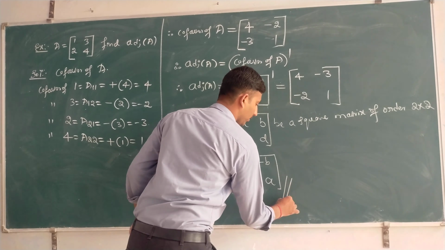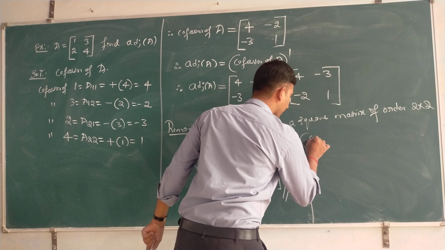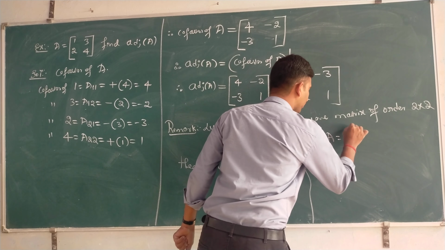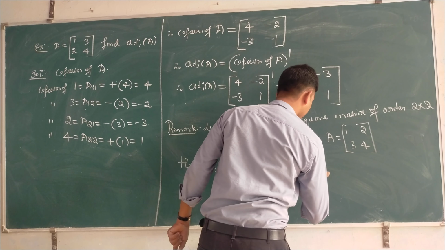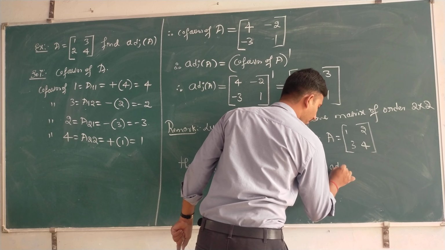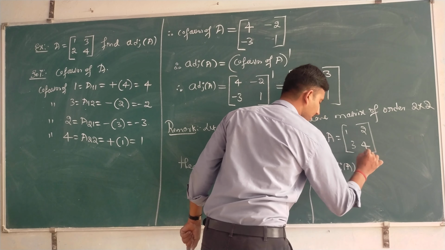This is the example. A is equal to 1, 2, 3, 4. Then adj of capital A is equal to: replace the diagonal elements, 4, 1. For the rest of the elements you must change the sign, minus 2, minus 3. Look at the value: 4, minus 3, minus 2, 1.